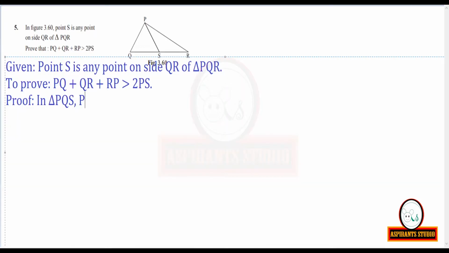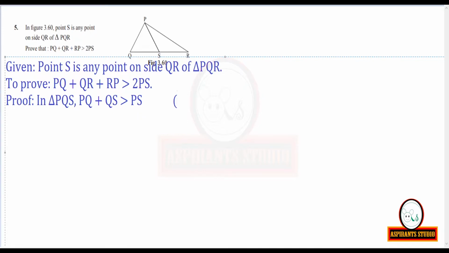In the figure, point S is any point on side QR of triangle PQR. We have to prove that PQ plus QR plus RP is greater than 2PS.